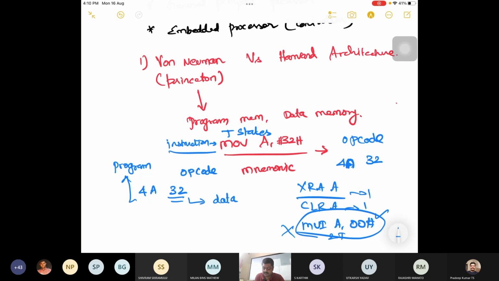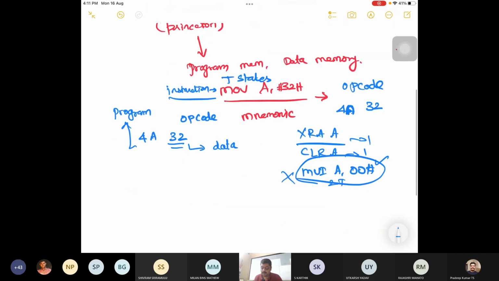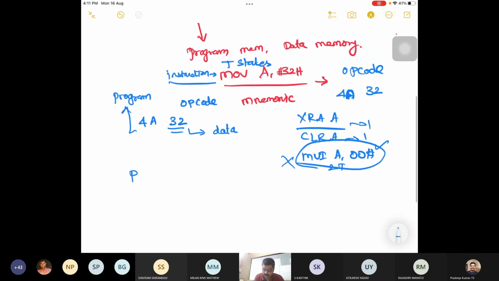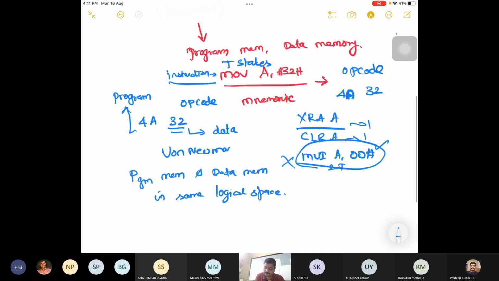So this is an instruction. Now at that time von Neumann suggested that the program memory and the data memory be together in the same logical space. That's what von Neumann suggested. So this is the von Neumann architecture.